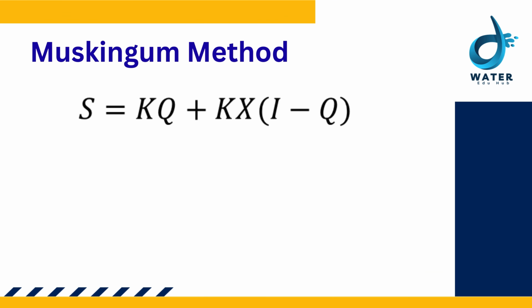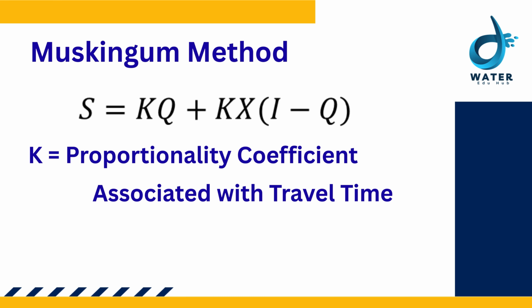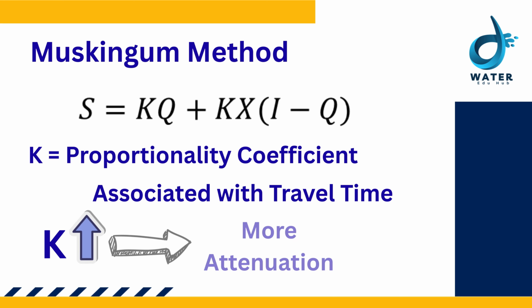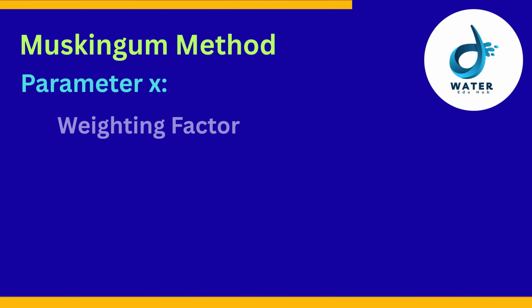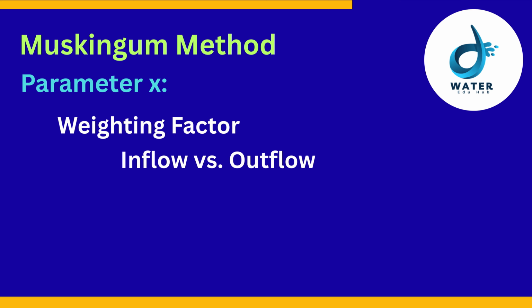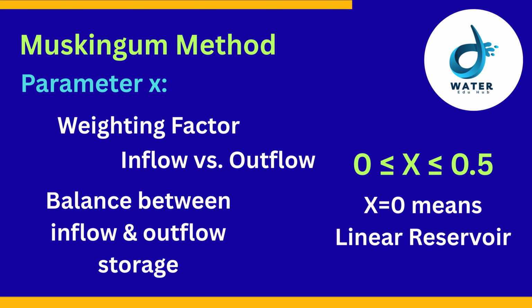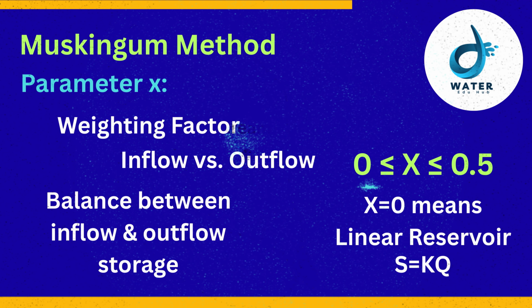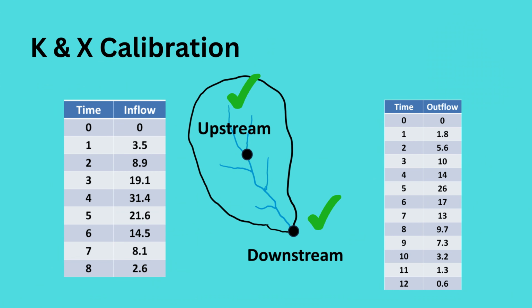In this, K is the proportionality coefficient and is associated with travel time in the reach. A larger K results in more attenuation, which gives a flatter hydrograph. X, however, is a weighting factor, a weight of inflow versus outflow. This parameter controls the balance between inflow and outflow storage. X generally varies between 0 and 0.5, where x equal to 0 represents a linear reservoir, where storage is a linear function of Q.